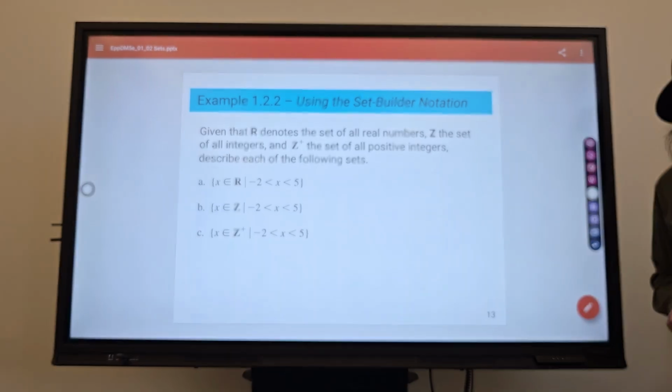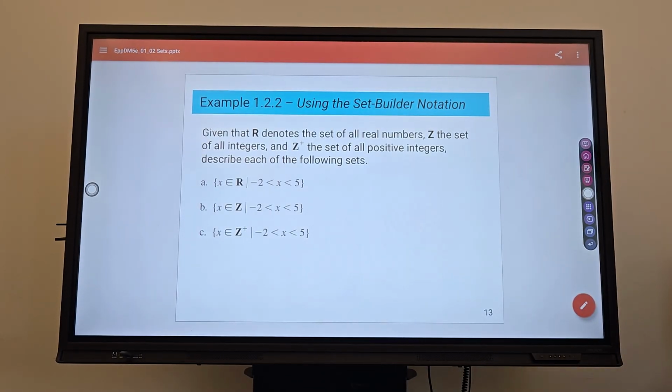So what would the set for the second one be? That one is finite, yes. What are the elements? X is equal to all integers such that it's greater than -2, less than 5. Okay, so what elements are those? -1, 0, 1, 2, 3, and 4. Yeah.